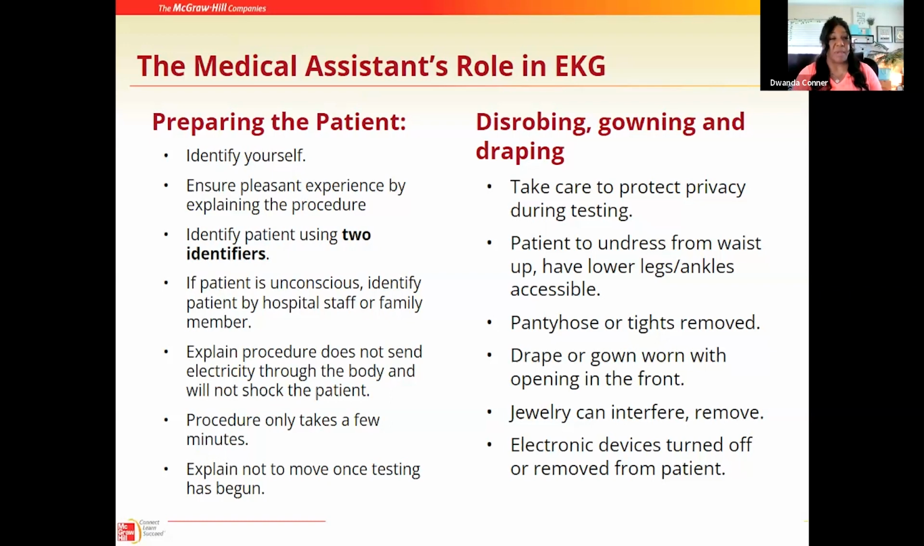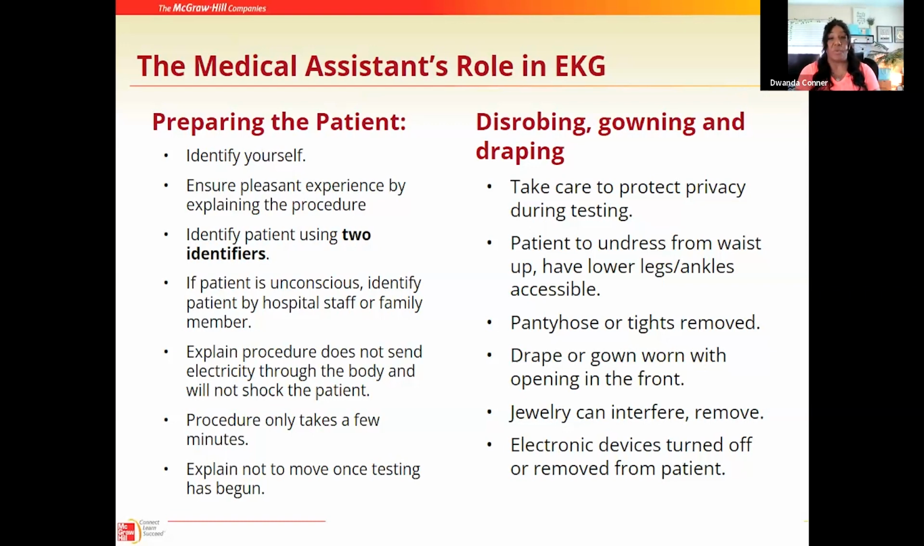Also, when the test is being performed, you want to make sure that your patient understands that they want to eliminate any movement. We might need to take their cell phone away and place that in another location away from the machine so that it doesn't interfere with any of our results. And you may assist the patient with disrobing, gowning, and draping. Always making sure that we maintain the patient's privacy along the way.